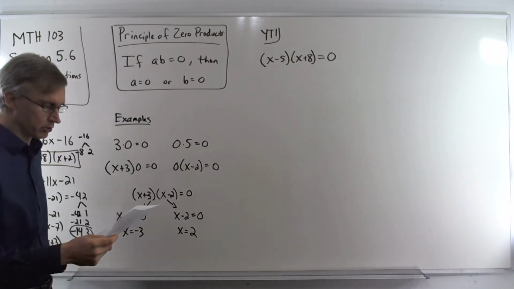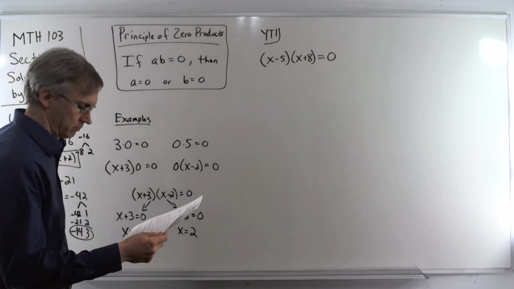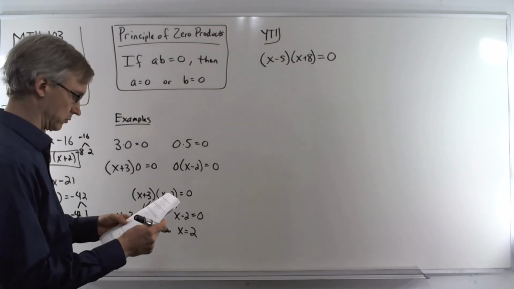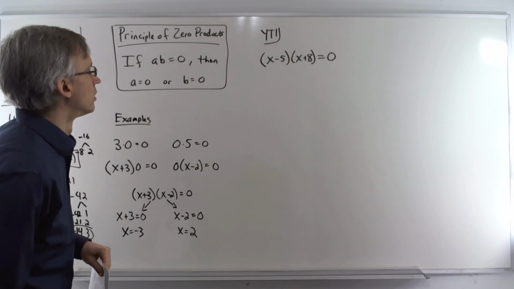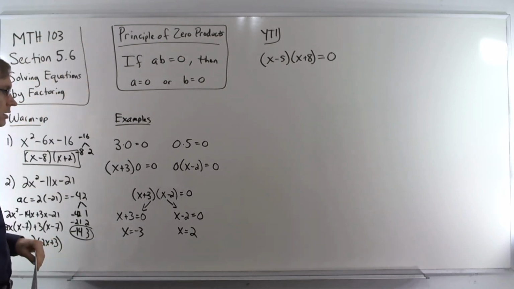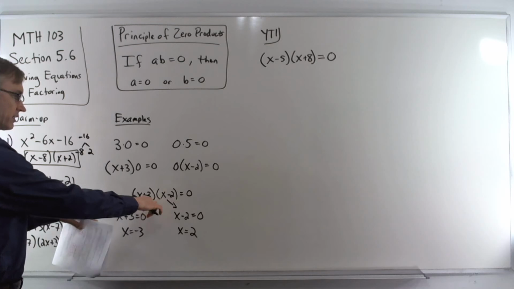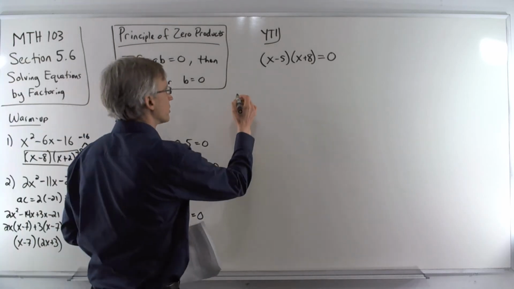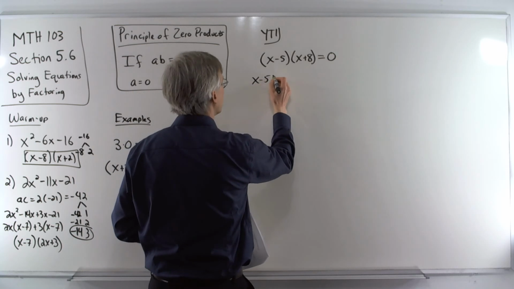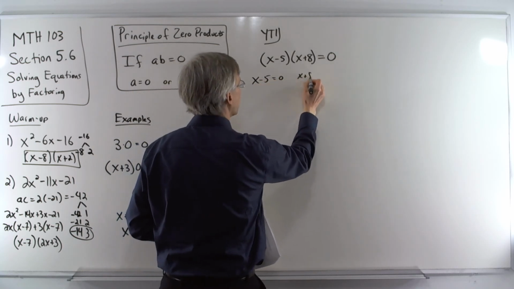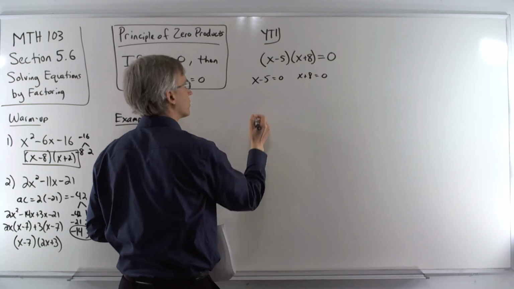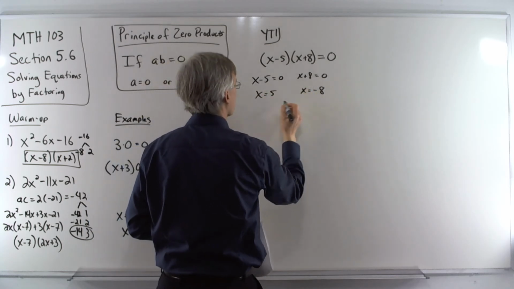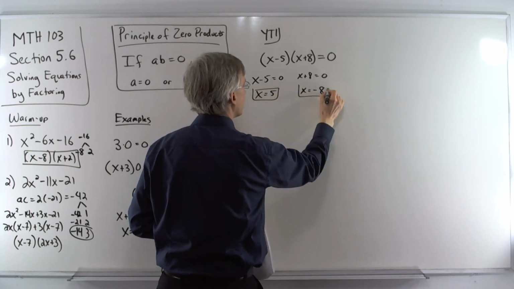All right, try this out with your turn number 1. We're going to take these two binomials, split them up into two separate equations, and solve them individually. So we get x minus 5 equals 0, and x plus 8 equals 0. The two solutions then would be 5 and negative 8.